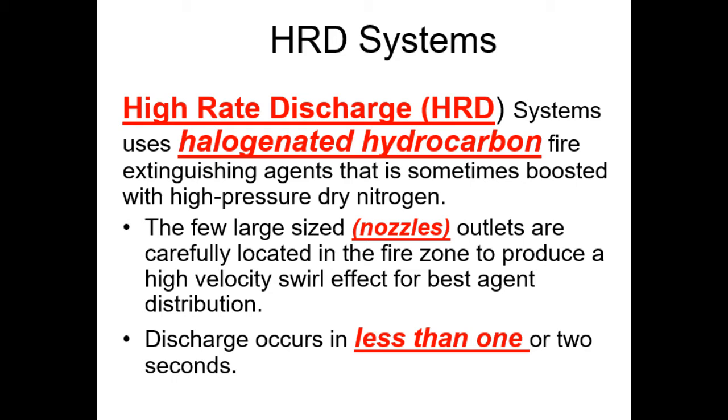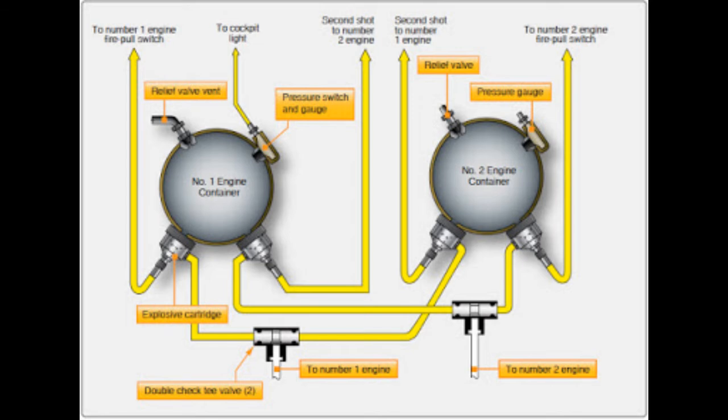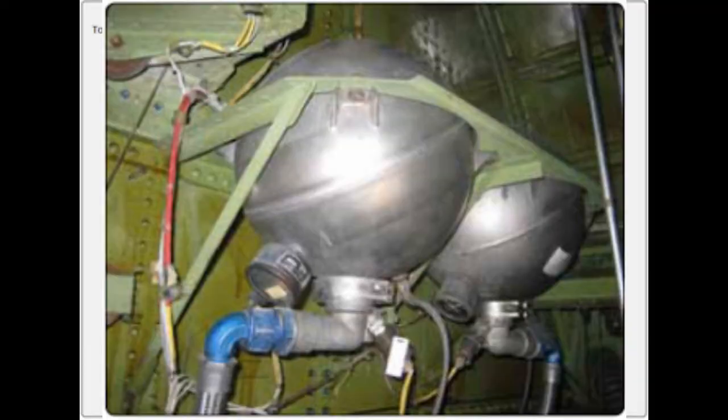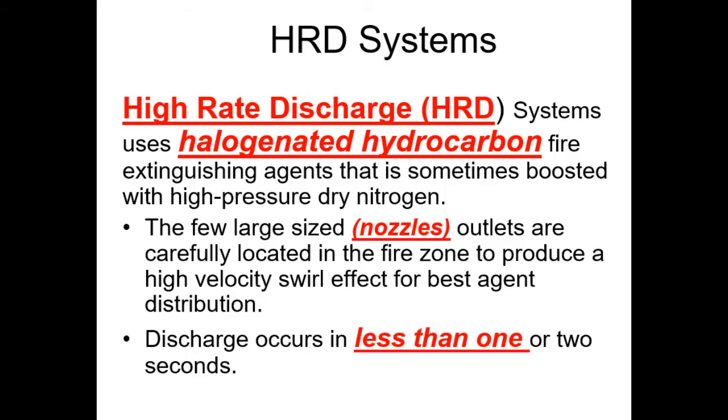HRD systems, again, high rate of discharge systems, use halogenated hydrocarbons as the fire extinguishing agent. Sometimes they will use nitrogen as a pressure booster to help distribute that agent. The agent is distributed through a few large-sized nozzles. And the outlets or the nozzles are located in the fire zone to produce a high-velocity swirl effect for best agent distribution. We want to distribute that fire extinguishing agent throughout the entire area evenly. It's crucial to be able to extinguish a fire anywhere in that area.